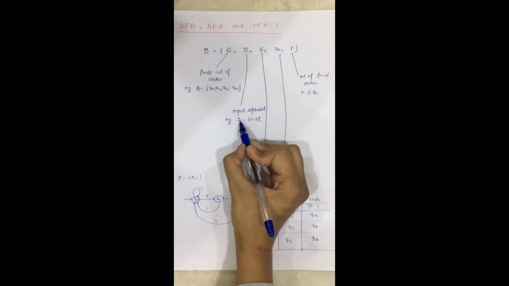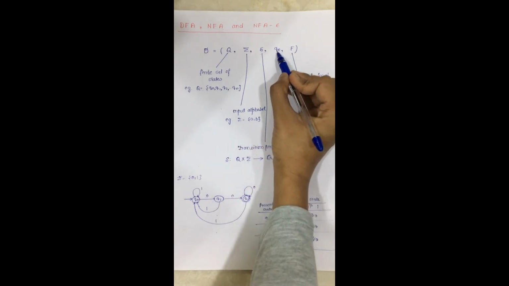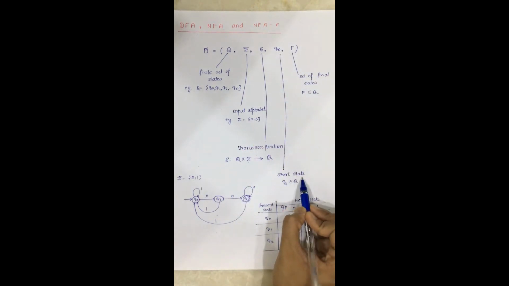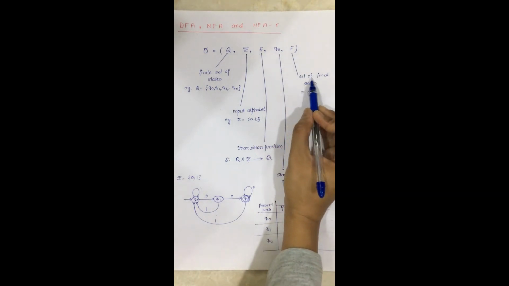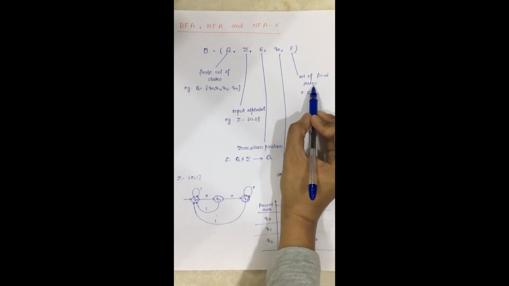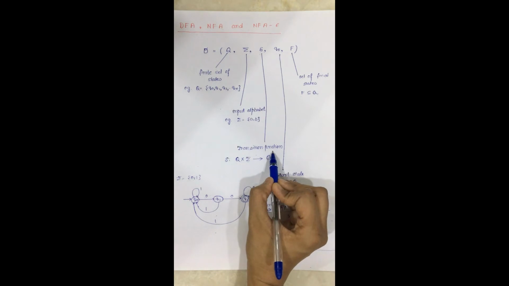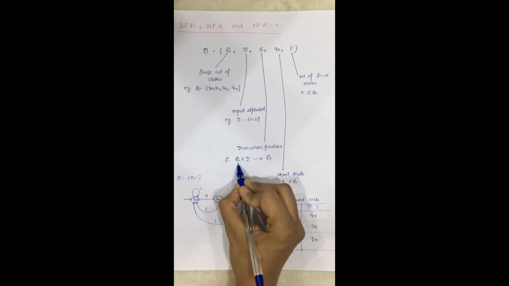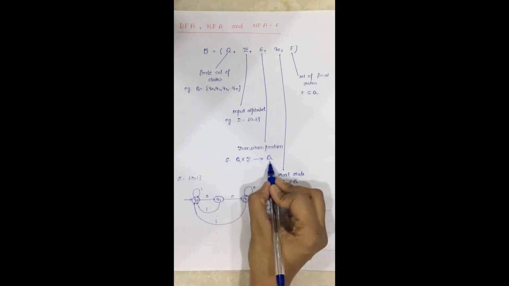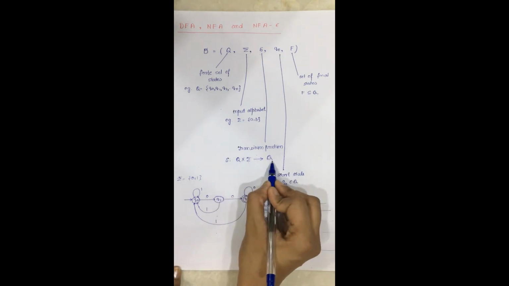Input alphabet sigma equal to, for example, a, b. Now Q0 stands for the start state and Q0 is a member of capital Q. Capital F stands for the set of final states, where capital F is a subset of capital Q. Now we'll see the definition of delta. Delta stands for transition function. The transition function shows mapping of Q cross sigma to Q, meaning from the current state, for the current input symbol, we will move to the next state.